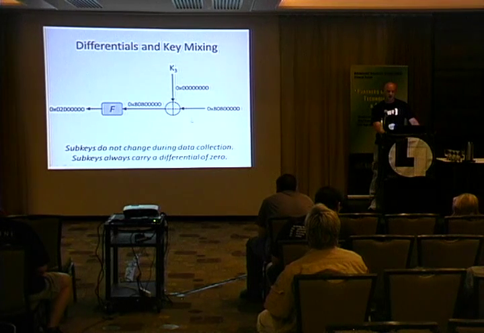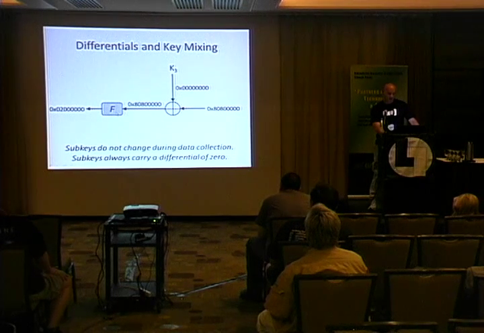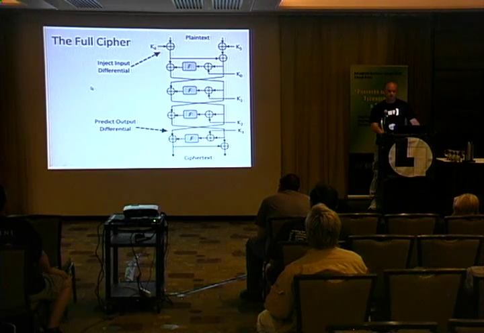So that goes into the XOR. The 80-80 XOR with 0 gives us 80-80. It goes to the F-box, and it gives us the output differential of 2. That's the whole thing.